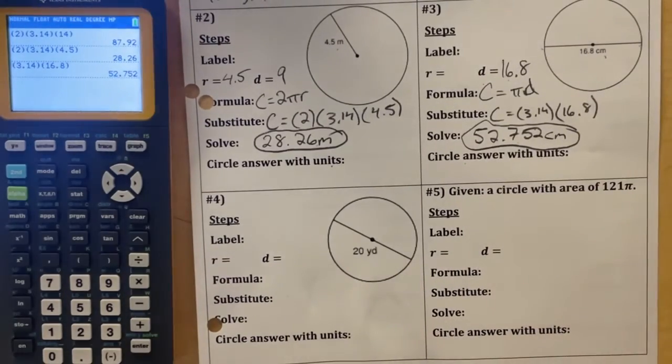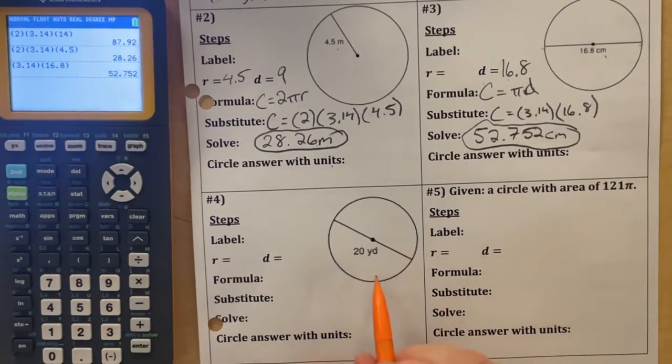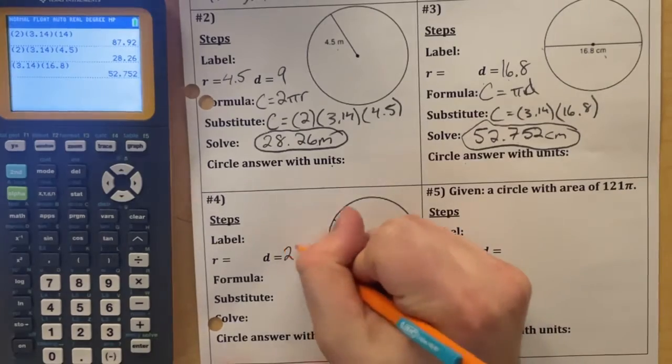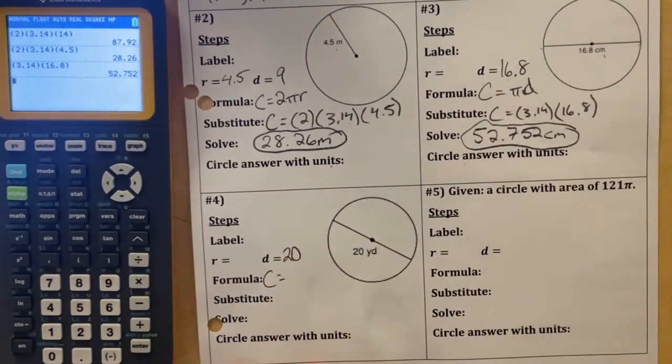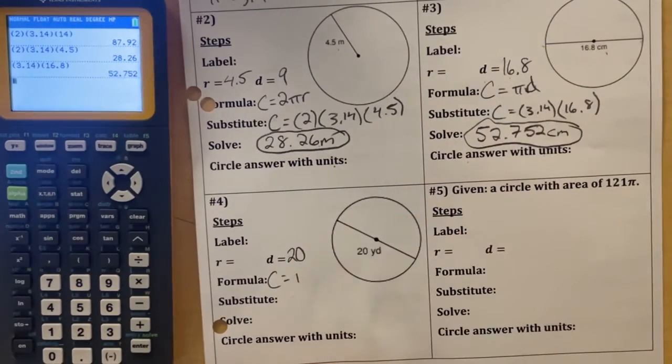In number 4, label our circle. So we have 20 yards as our diameter, so we can use this formula. I have circumference, I have pi.